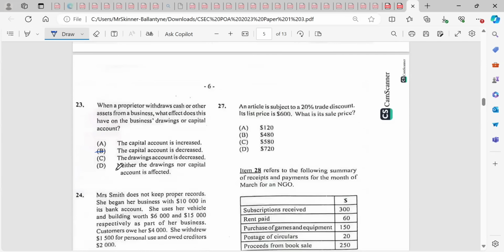Number 27. An article is subject to a 20% trade discount. If the list price is 600, what is the sale price? B. 600 minus the 20% trade discount. 20% is 120. 600 take away 120 is 480.